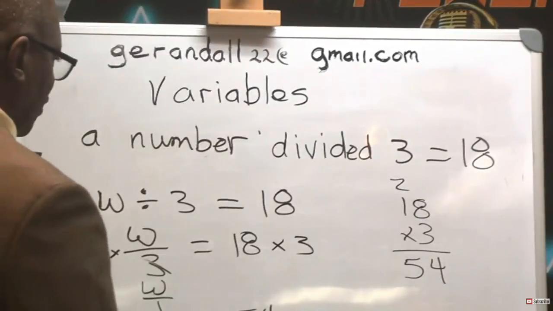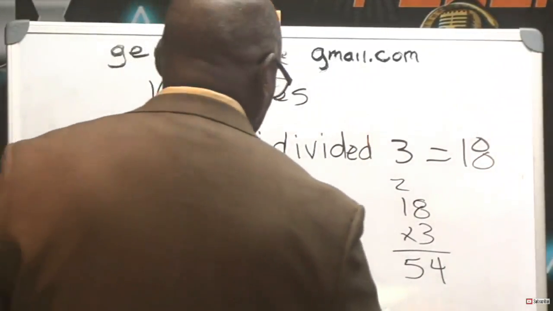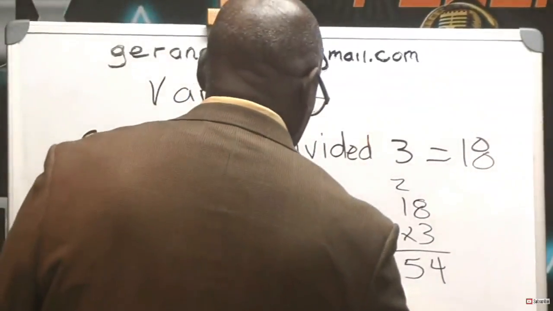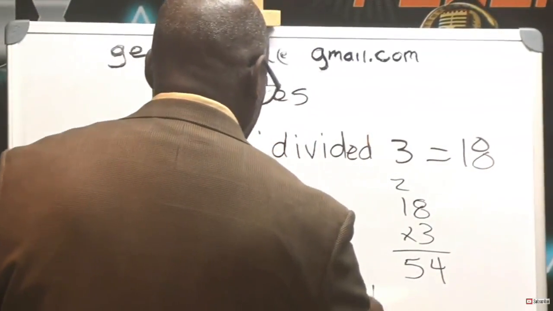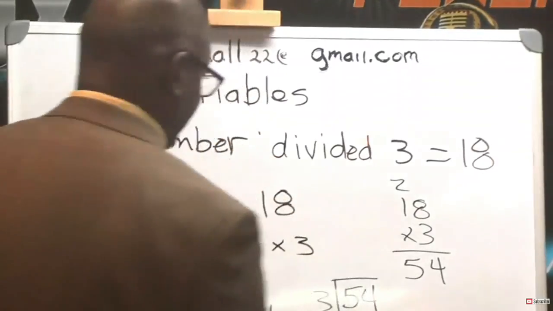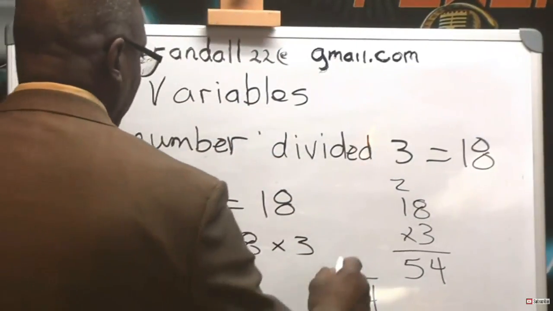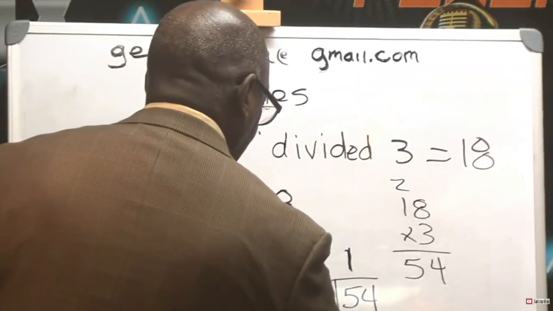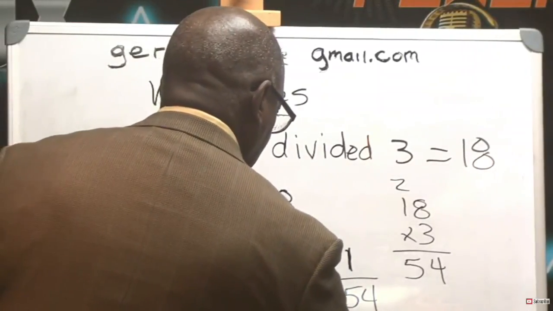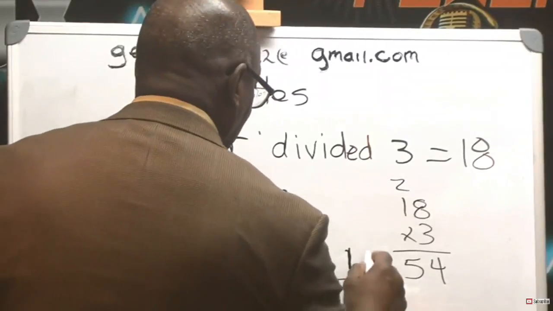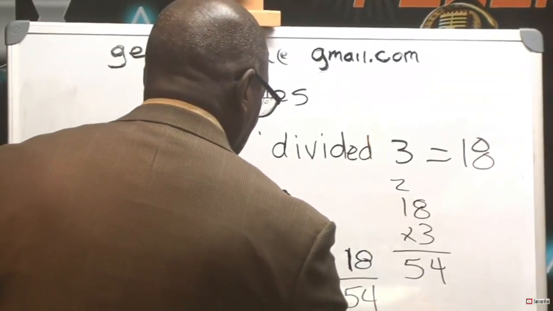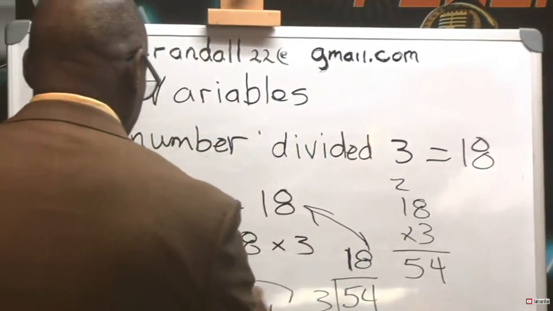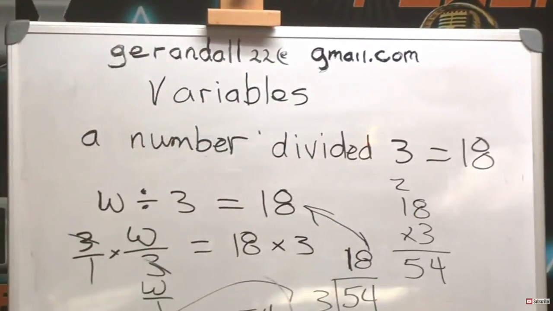w equals 54. How do we check it? We put 54 in the house, and we divide by 3. 3 goes into 5 once. 3 goes into 24 8 times. And look at that. So in this case, w equals 54.